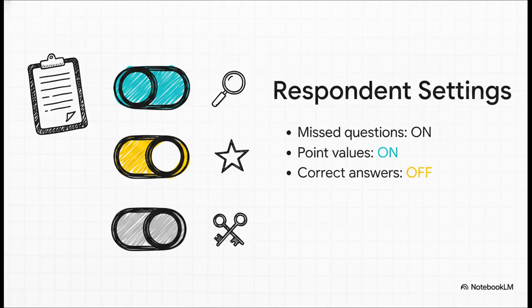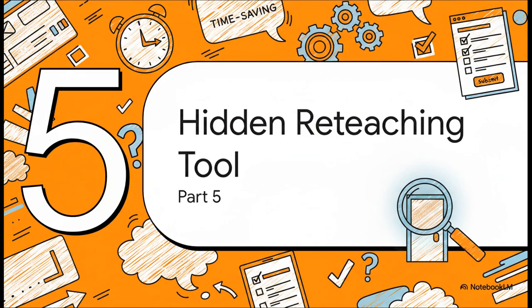So reserve keeping correct answers on strictly for those true low-stakes practice runs where a student actually needs to self-correct in real time while studying on their own. And now, part 5, the hidden reteaching tool. This is arguably the absolute most powerful feature for providing differentiated help.